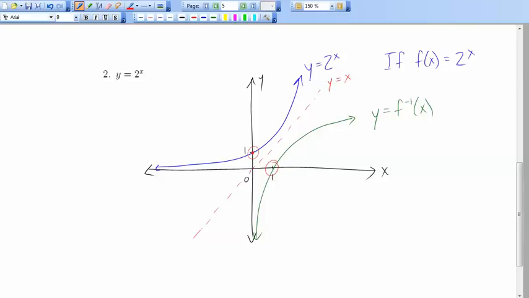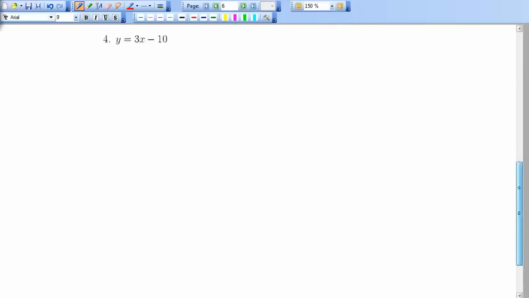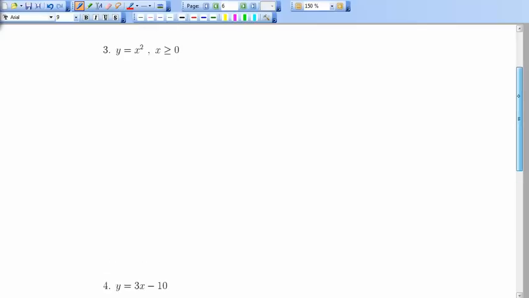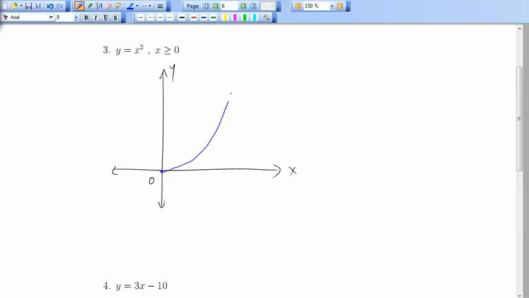Let's try another example here. Let's take a look at y equals x squared, but we're going to restrict ourselves to x being greater than or equal to 0. What does it mean to restrict the domain like that? Well, it's the parabola prototype, except I'm only going to have non-negative x values. So there we have it.